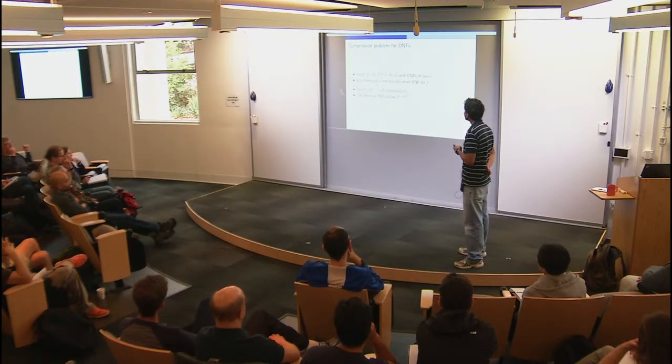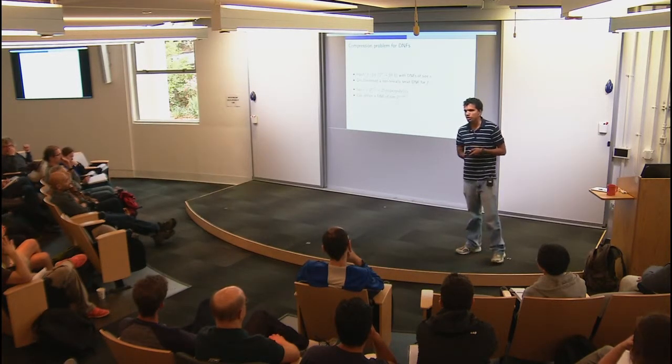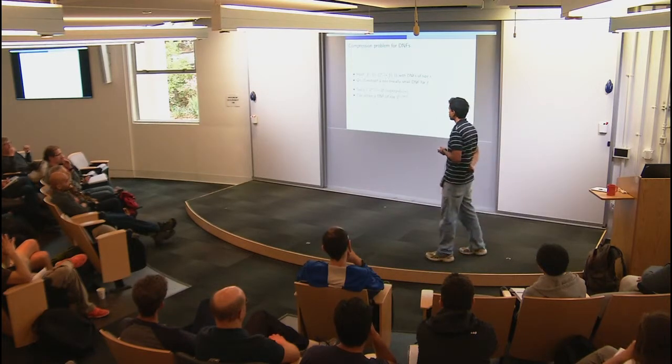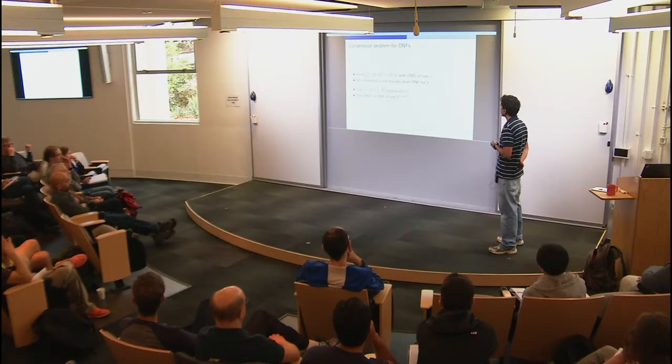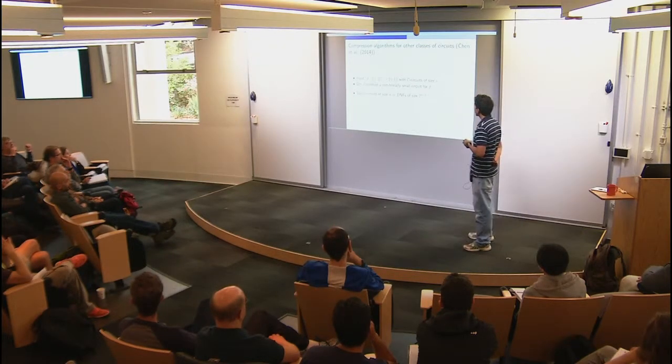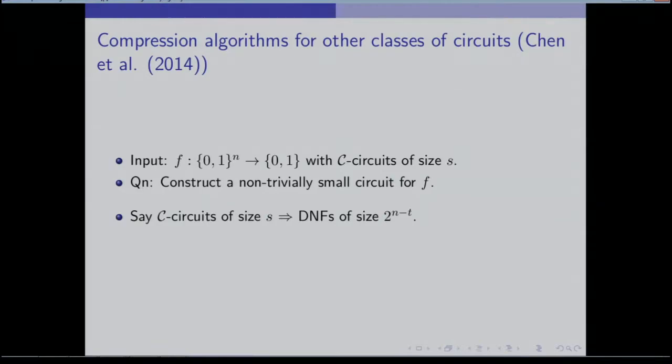Okay, so already this very simple result can be used in conjunction with strong results from the literature about circuits to obtain non-trivial compression algorithms. Okay, and this is work done by Chen et al. So this is what they observed: if you start with a circuit, if you have a result of the following form, now you have a more powerful class of circuits, not necessarily DNFs. If you know that circuits from this class of size S can be converted to DNFs of non-trivially small size, right? Then you can just use this algorithm and obtain a DNF, not just a general circuit, a DNF of non-trivially small size for your function.